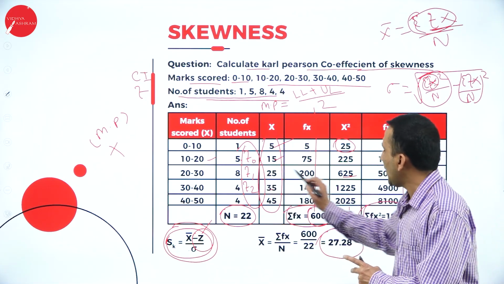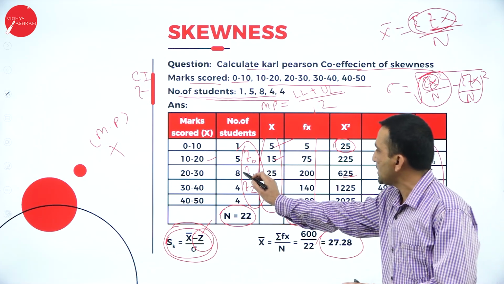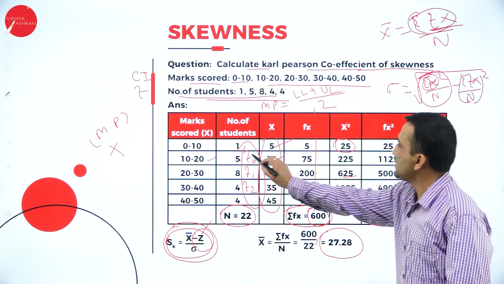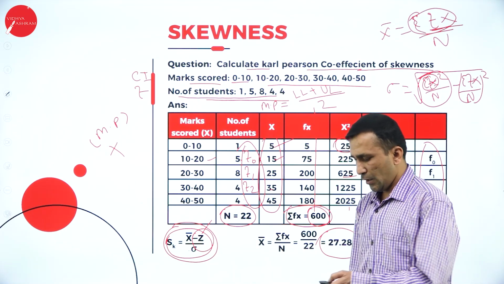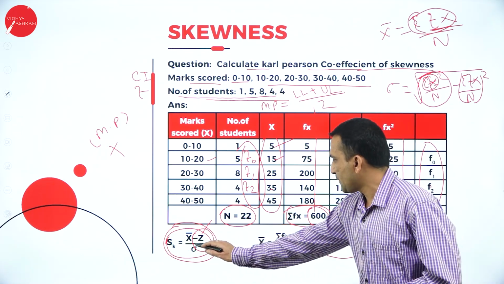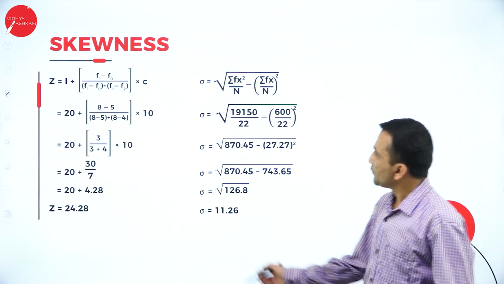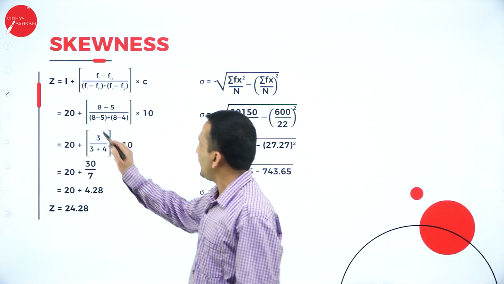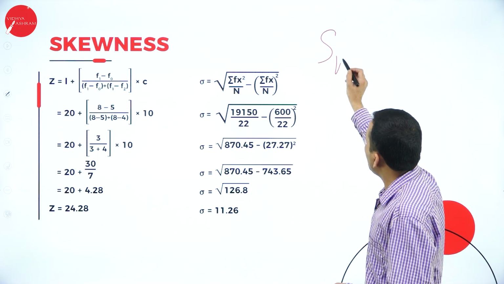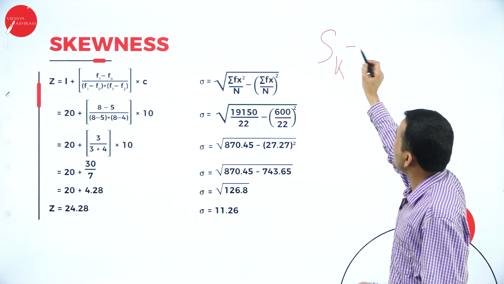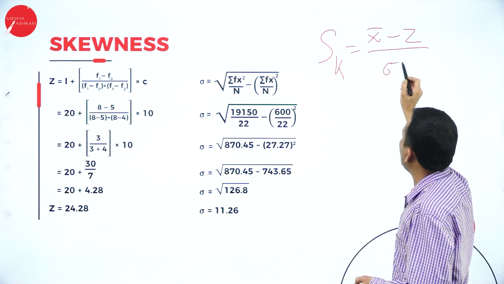Okay, so I have written, because for the mode reason only, I have written from the highest frequency F1, previous frequency F0, post frequency F2. Okay, now moving forward, according to this formula we got the x bar value 27.28. Now we need the standard deviation formula. I am just writing here sigma, and the skewness formula: x bar minus mode divided by standard deviation.